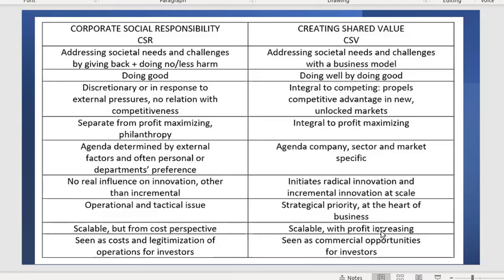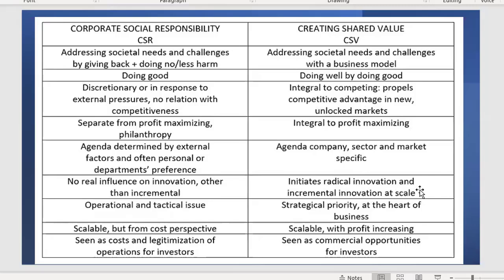Now for shared value, it's more of addressing societal needs and challenges with a business model. So now you're not just looking at, oh, let's just throw out some money, but let's find how we can both help the society and also have it as a business opportunity. So doing well by doing good, integral to competing, it propels competitive advantage in new unlocked markets, integral to profit maximizing, agenda, company, sector, and market specific. It initiates radical innovation and incremental innovation at scale.